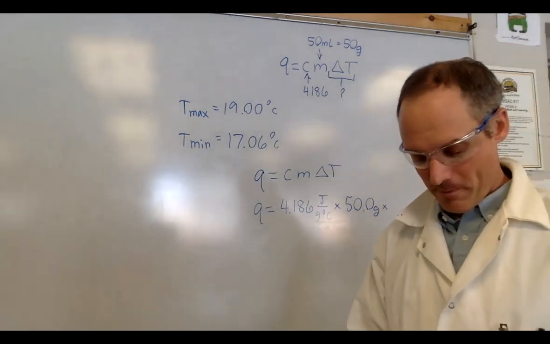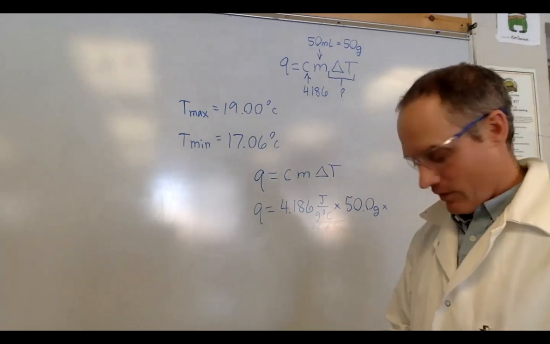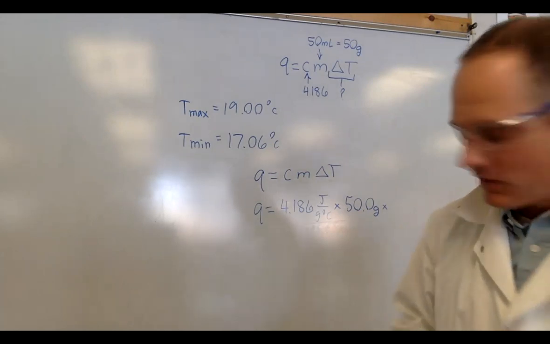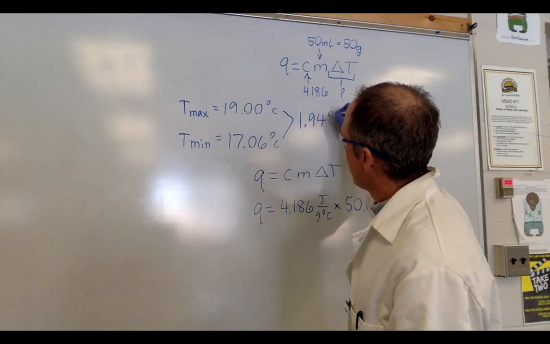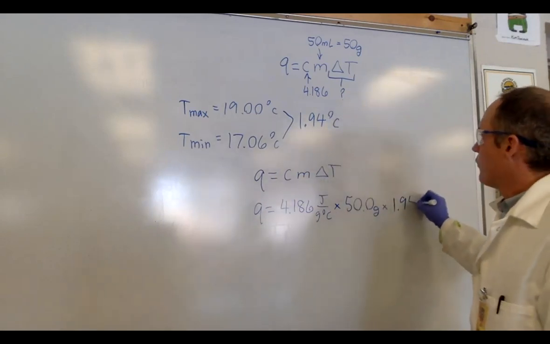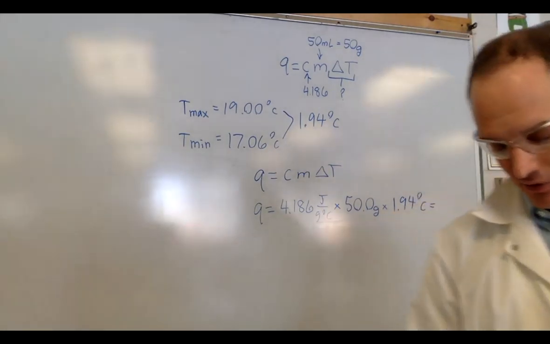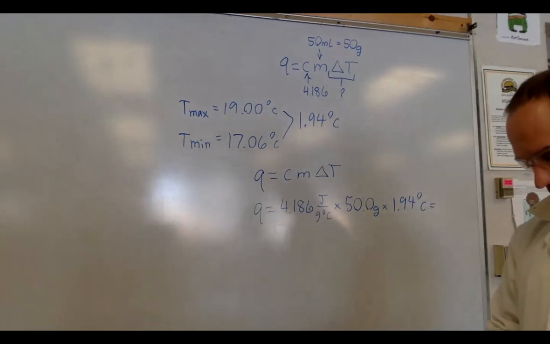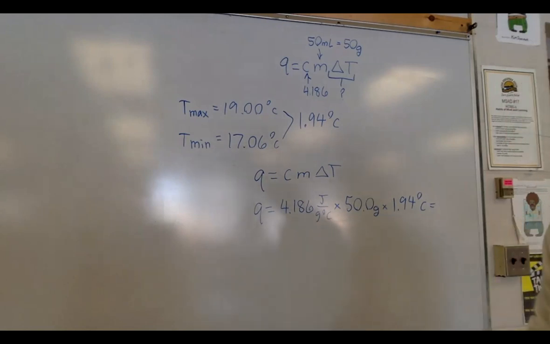It's almost 2. 19 minus 17.06 is 1.94. That's your change in temperature, so 1.94 degrees Celsius. And we're going to multiply the 4.186 and the 50 together to get 404.0.